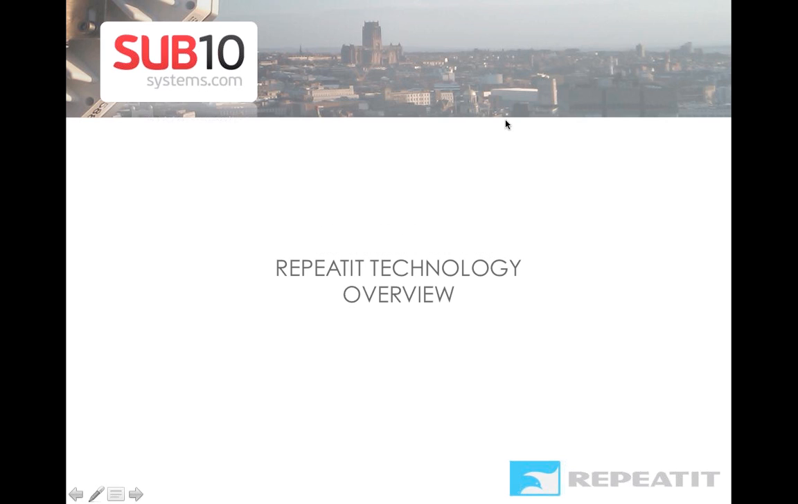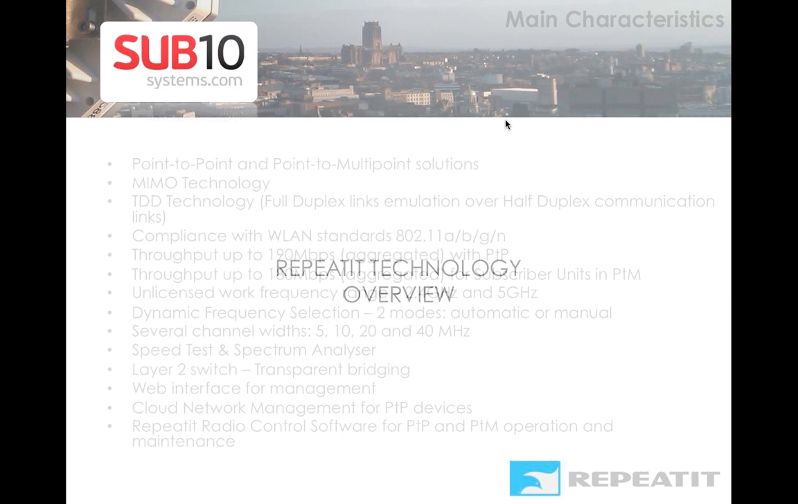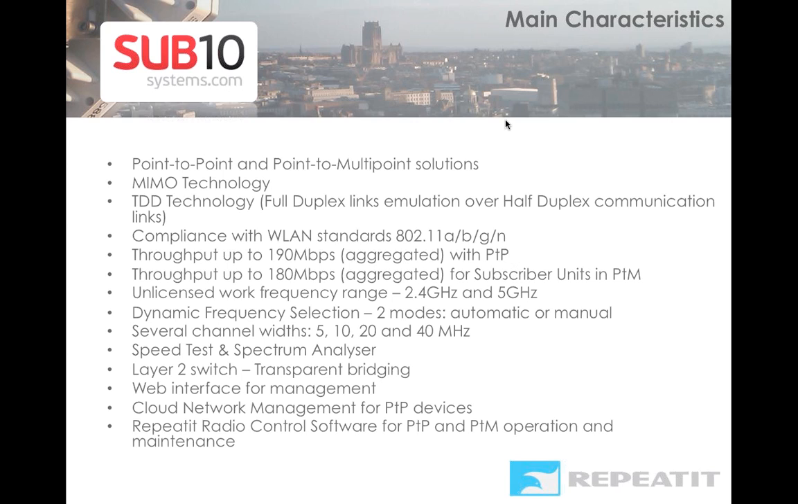Okay, I will start immediately with the repeated overview of the technology. What are the main characteristics, and how do we classify our equipment? In Repeatit, we are providing two types of products. One is called PTP, an abbreviation for point-to-point. The second is PMP, an abbreviation for point-to-multipoint. For both of these types of products or solutions, it's characteristic that they use MIMO technology.